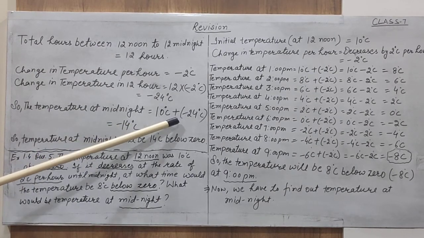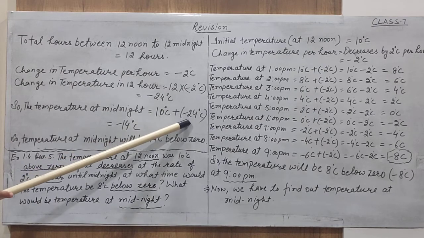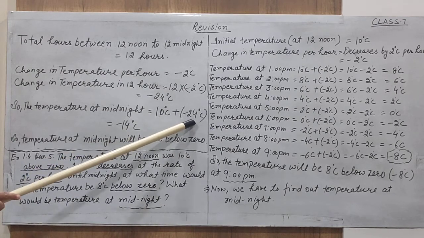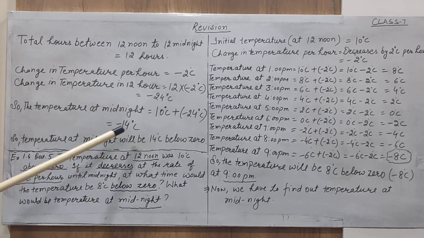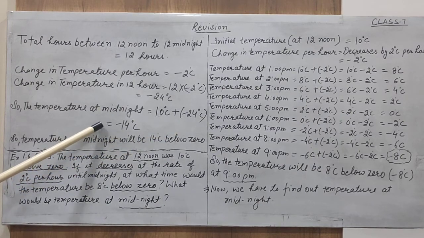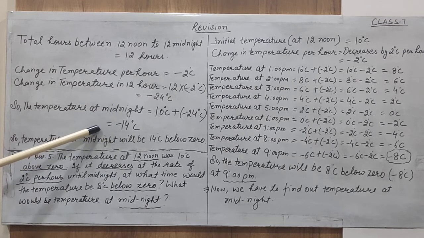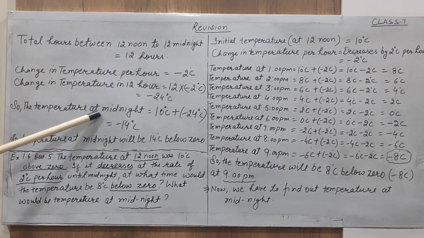Alright, because we are going to add, but due to this negative sign, they subtracted. That is a positive integer and this is a negative integer. So we get minus 14 degree Celsius. So this is the temperature at 12 midnight.